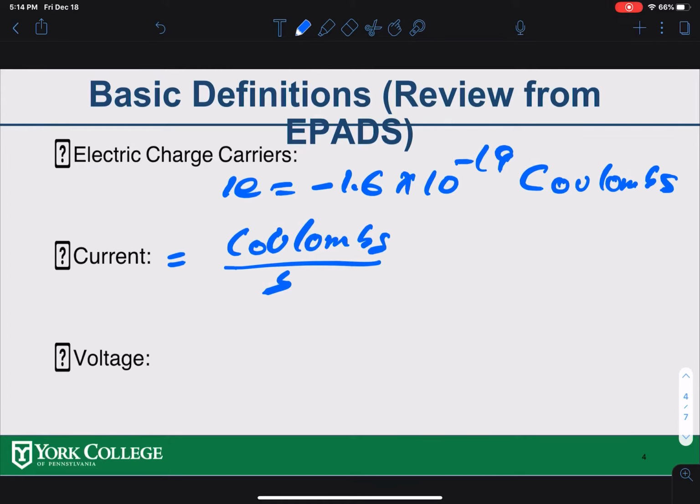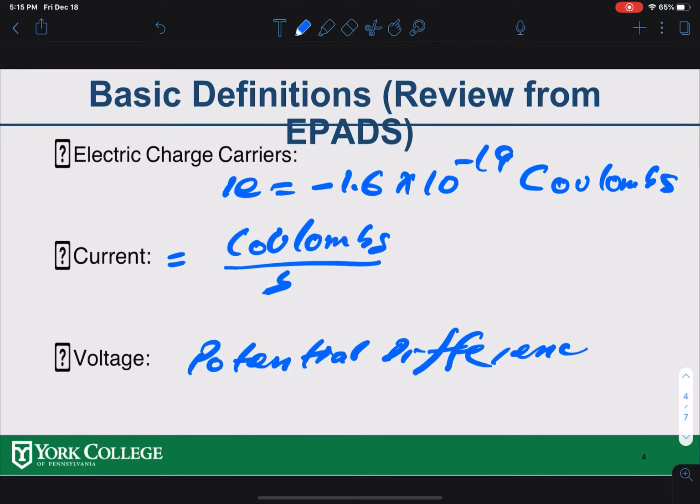And what is the voltage? Voltage is the potential difference between 2 points. It's a potential difference between 2 points in a circuit, and we call this volts. So volt is basically the potential difference between 2 points in a circuit. The unit for volts is joules per coulomb.